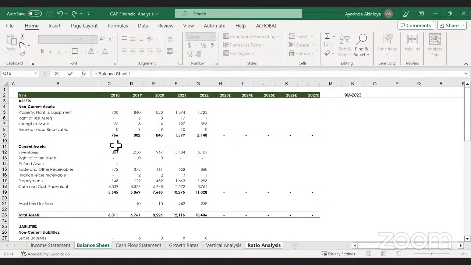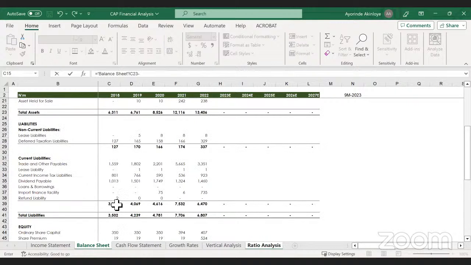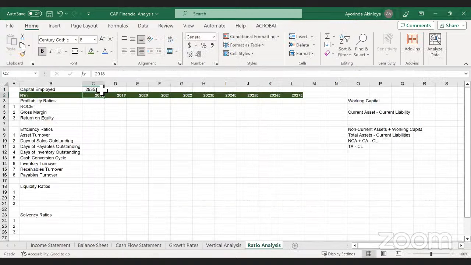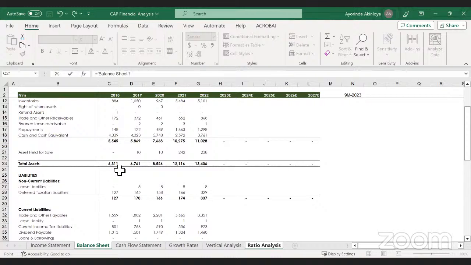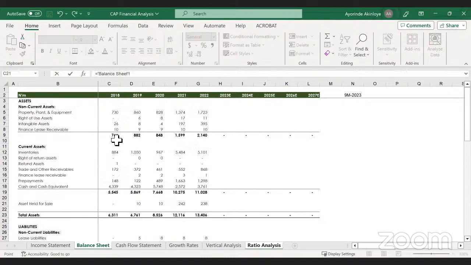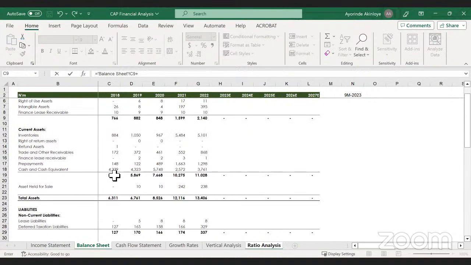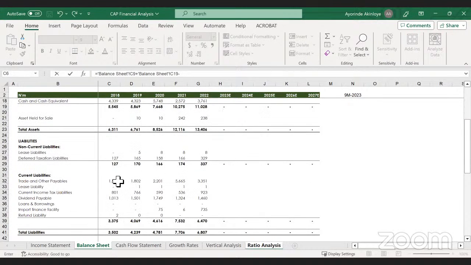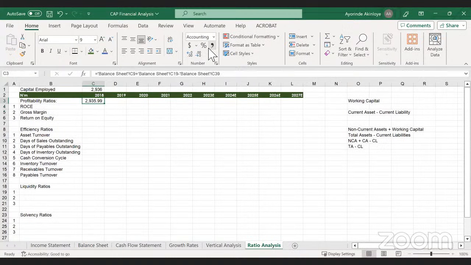So for 2018, which method should we use? We can use total assets minus current liabilities. Total assets is 6.3 billion, minus current liabilities. That is our capital employed, all right? If you use the other iteration, that is fixed assets or non-current assets plus working capital. We know working capital is current assets minus current liabilities. If you use that iteration, we'll have the same thing.